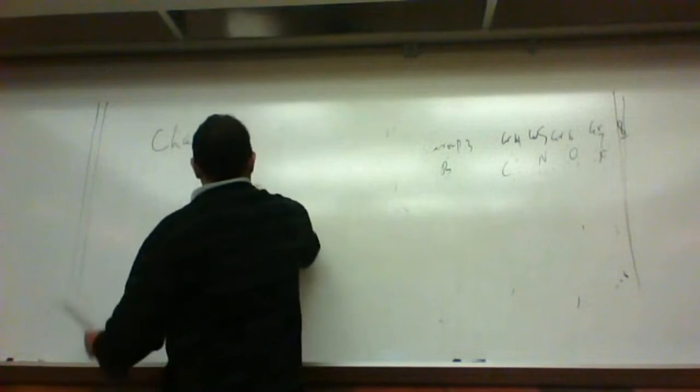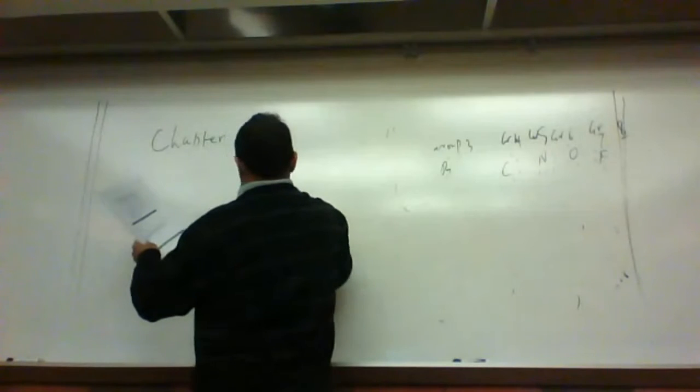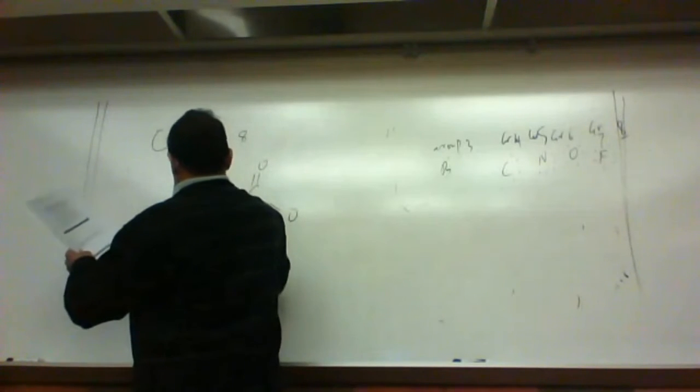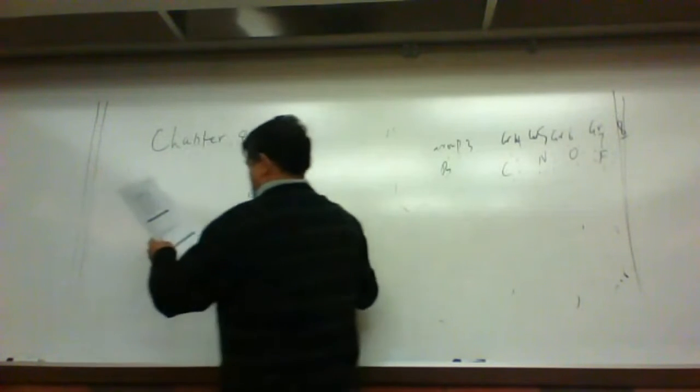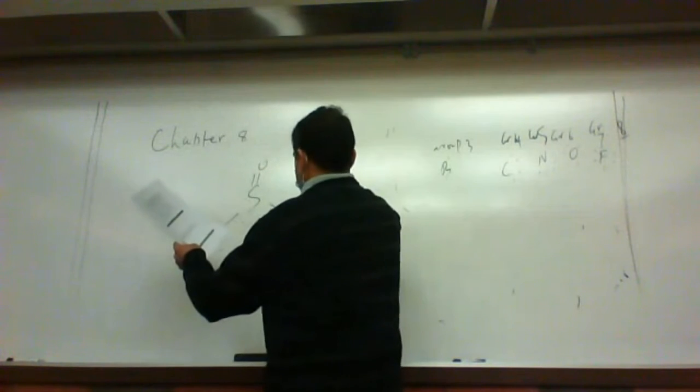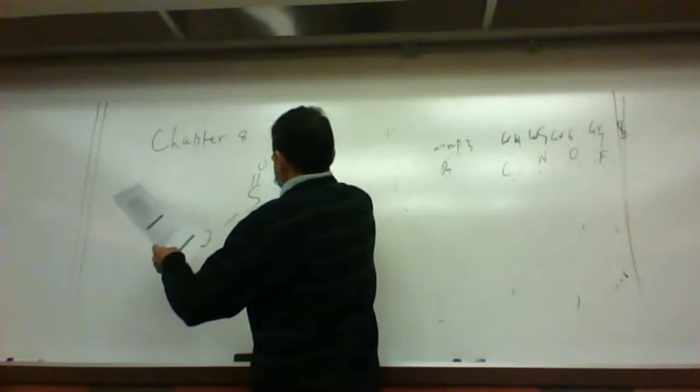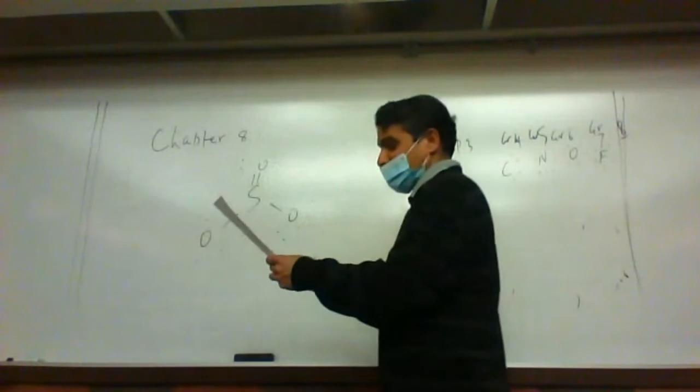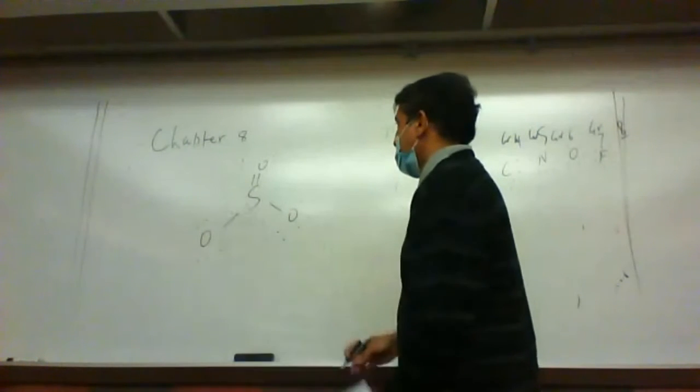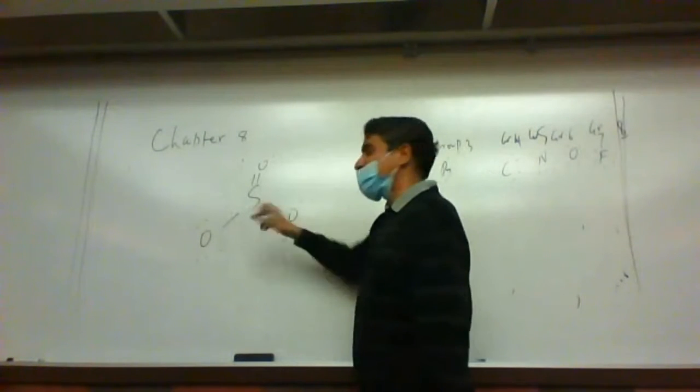Slide number 6, I have sulfur, oxygen here, oxygen here, oxygen here. 1, 2, 3, 4, 5, 6. It is asking me the formal charge on the S atom, so they ask us to calculate it here.